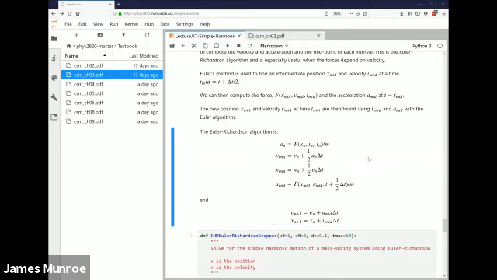Okay, another question from Kayla. So, here's Kayla's question. So is it that we use the various methods depending on the question? For example, Euler for projectile, Euler-Richardson for simple harmonic motion?